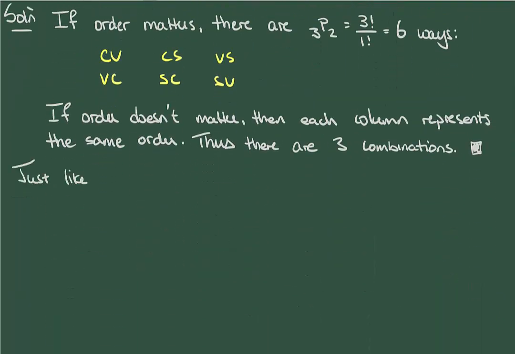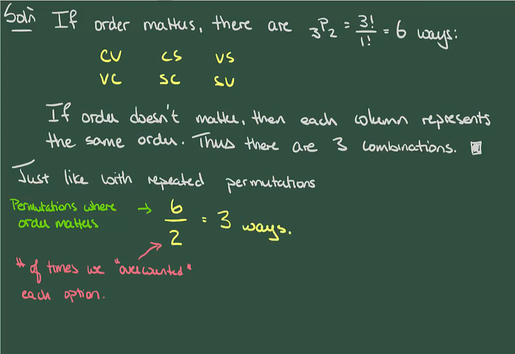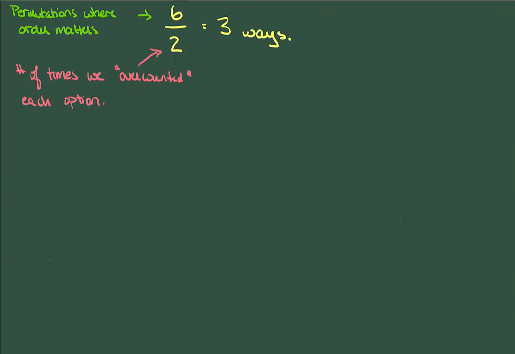Okay, and again, just as with repeated permutations, we divide by the overcount to get the right number. Here, 6 represents the total ice cream pairings, assuming that order matters, while 2 is the number of times that we counted the same pairing once we decided that order no longer mattered. And we divide these numbers, and that gives us the total of 3 pairings.